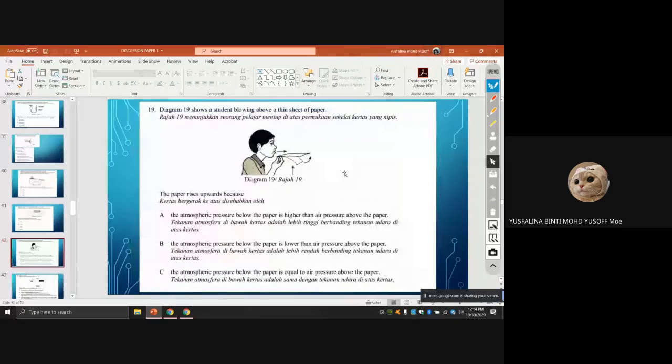Okay, for this one, diagram 19 shows a student blowing above a thin sheet of paper. The paper rises upward because, this one uses Bernoulli's principle. The atmospheric pressure below the paper is higher than the air pressure above the paper. When you blow here, this part will have higher velocity, so the pressure should be lower. Here the atmospheric pressure is higher, so it will push the paper upward. Okay, number 19, the answer is A.